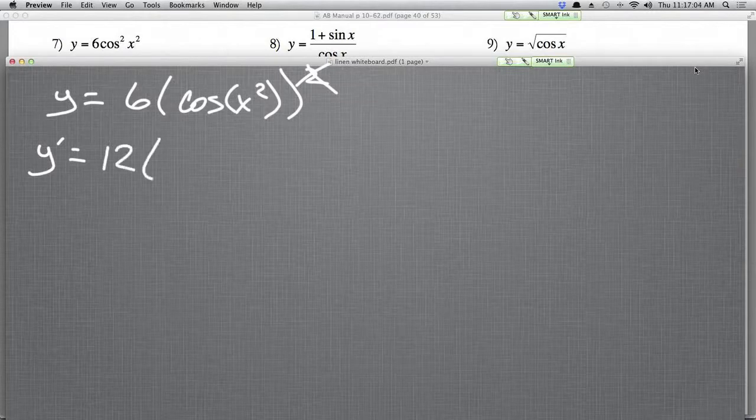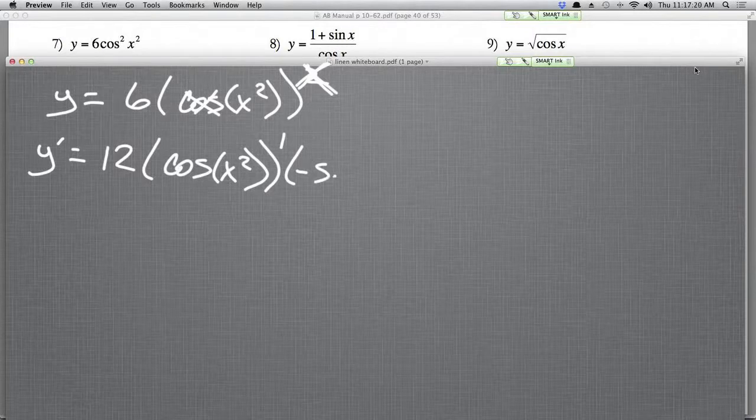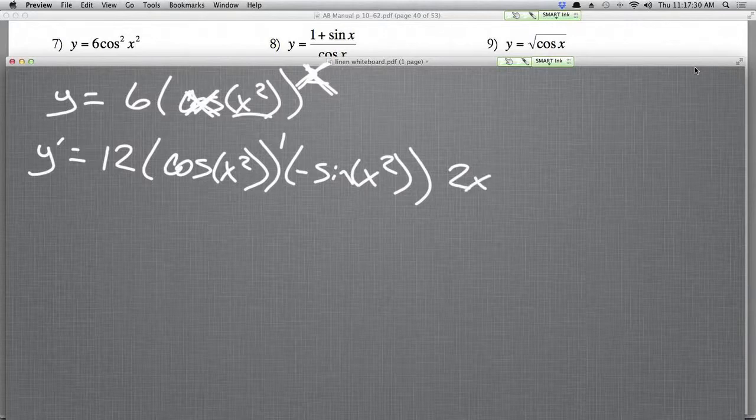That's going to give me 12 cosine of x squared to the first. After I take care of that power, I have to take care of the inside, which is the cosine, and that would be negative sine. What has to be inside of that sine? X squared. Then the next thing I have to take care of is the x squared, which gives me 2x. If you can follow that, you're in good shape.